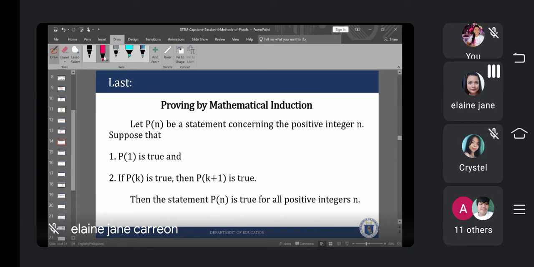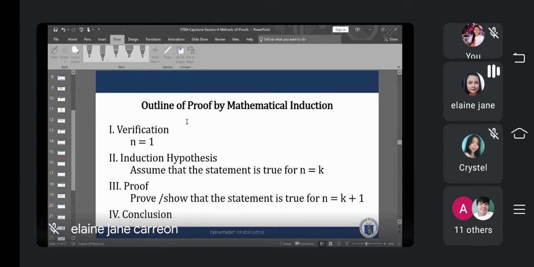So proving by mathematical induction, we let P of n be a statement concerning the positive integer n. Suppose that P of 1 is true and P of k is true, then P of k plus 1 is true. So we have to satisfy these three parts or three stages in proving mathematical induction. If we prove that those three are true, then the statement P of n is true for all positive integers n. What am I trying to say? This is the outline of the proof of mathematical induction. Meaning, this will be the stages.